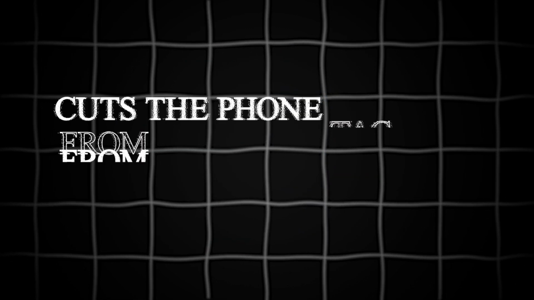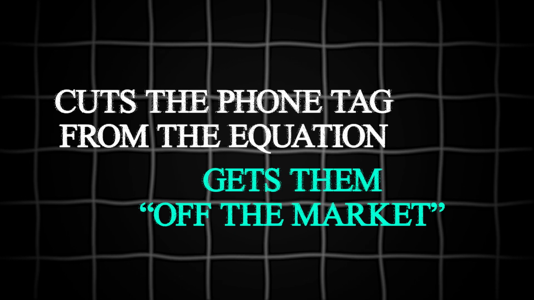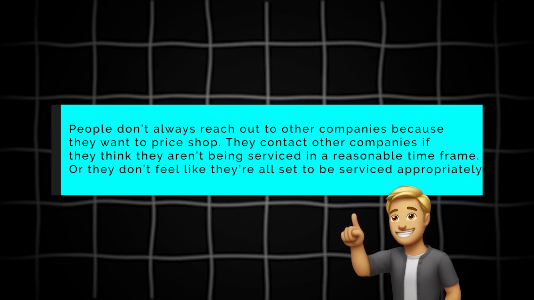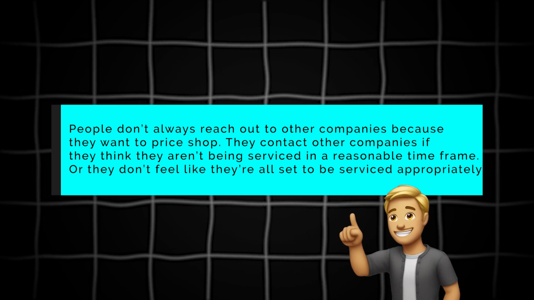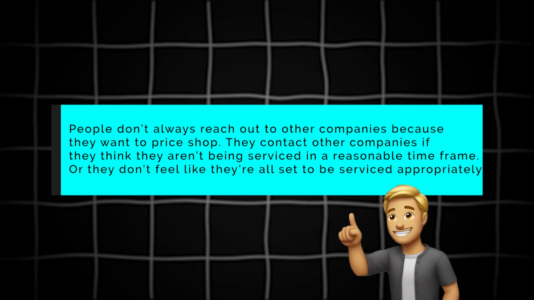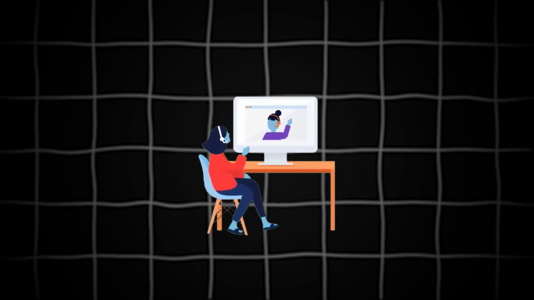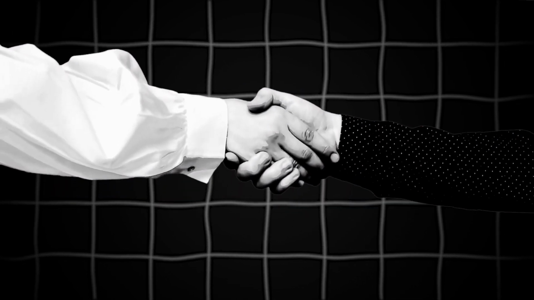Once we capture that information, we send them to a booking calendar. This isn't to book an in-home appointment directly, but usually to book a brief introductory call. This cuts all the phone tag from the equation, but still gets them off the market in terms of them contacting other companies. A quick note here, people don't always reach out to other companies because they want a price shop. They contact other companies because they think they aren't being serviced in a reasonable time frame, or they don't feel like they're all set to be serviced appropriately, which is why we get them to book a call, which is usually booked the same day or the next day, so they aren't enticed to look somewhere else because they think we just blew them off with a contact form.